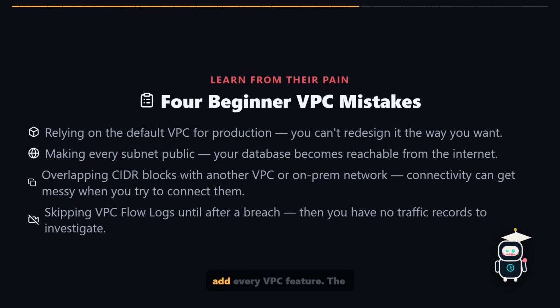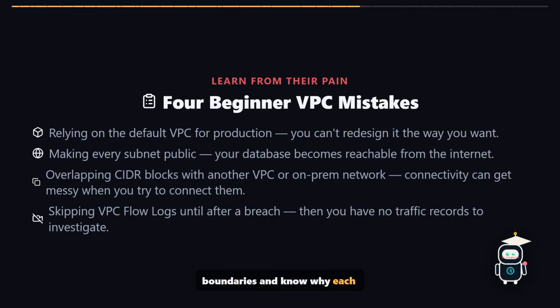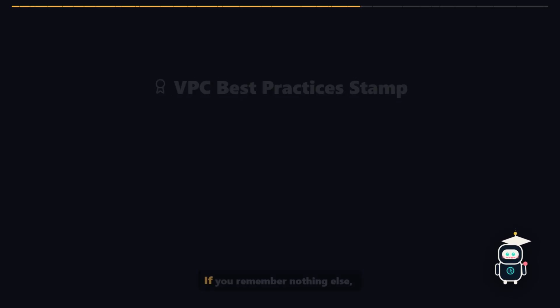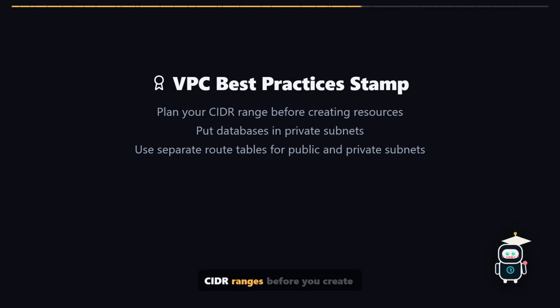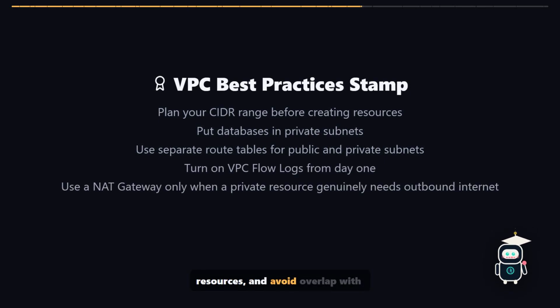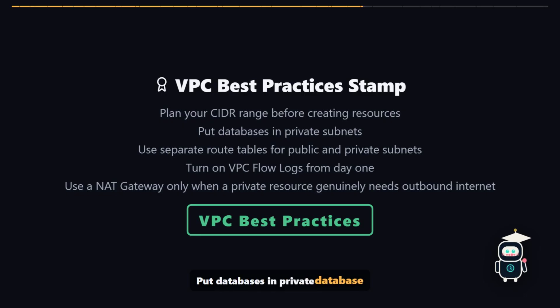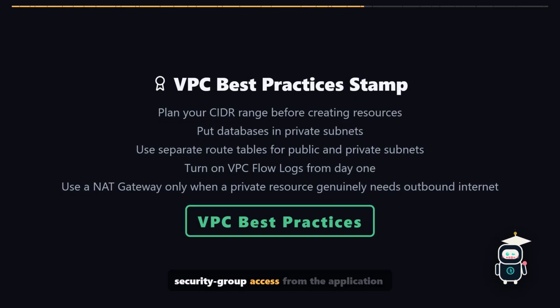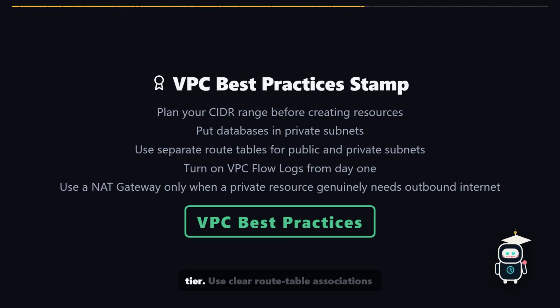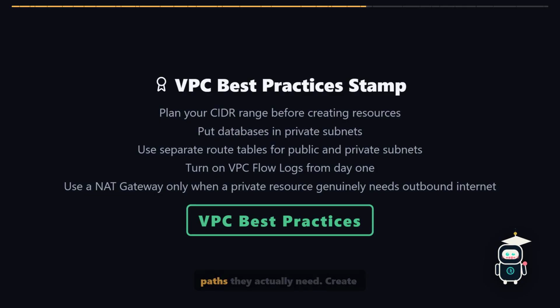The goal is not to add every VPC feature. The goal is to create intentional boundaries and know why each route and control exists. If you remember nothing else, remember these 5 practices. Plan CIDR ranges before you create resources, and avoid overlap with networks you may connect later. Put databases in private database subnets with no direct internet gateway route and tightly scoped security group access from the application tier.